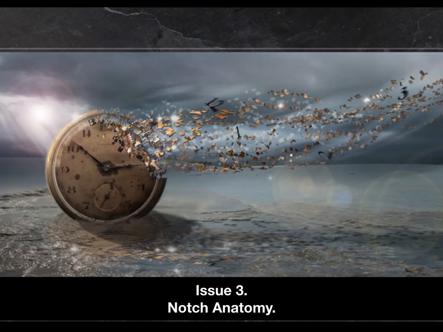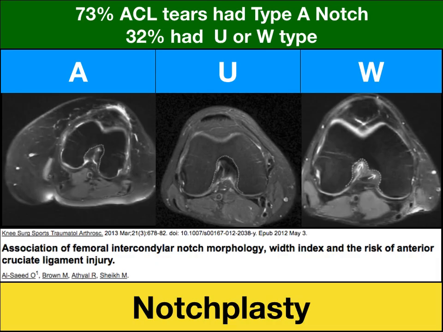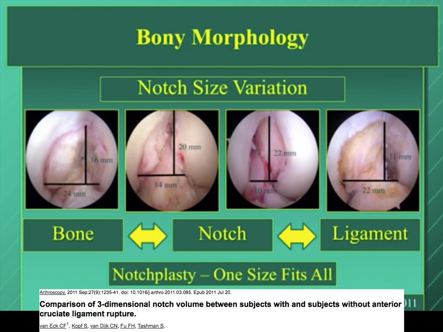The third issue is the notch anatomy. In a very interesting study by Saeed and his colleagues, they described three types of notch. In their study population of ACL tear, 73% had type A notch. Probably, notchplasty will have some role in this type of narrow notch. To take this further, I'd like to quote an article from Fu and his group who described variation in dimension of the notch, both in its height and width. They also mention various sizes and shapes of both tibial as well as femoral footprints.